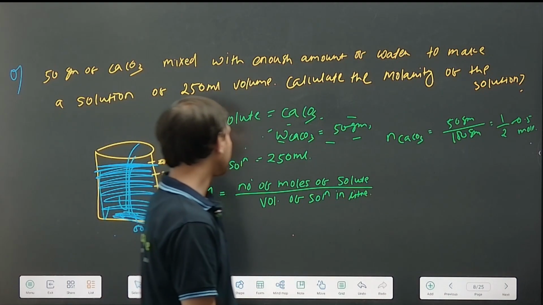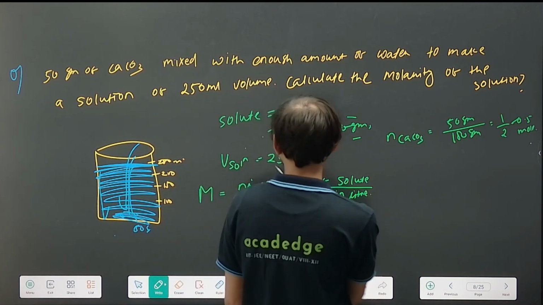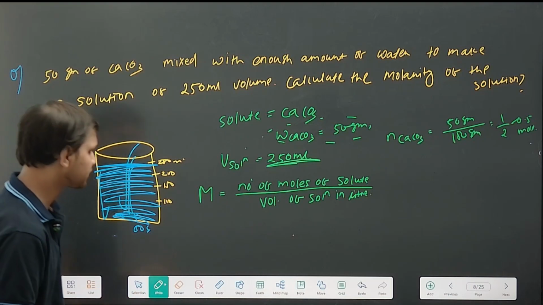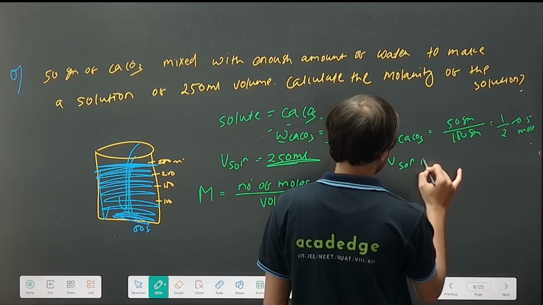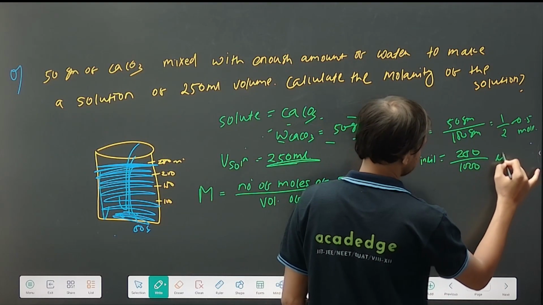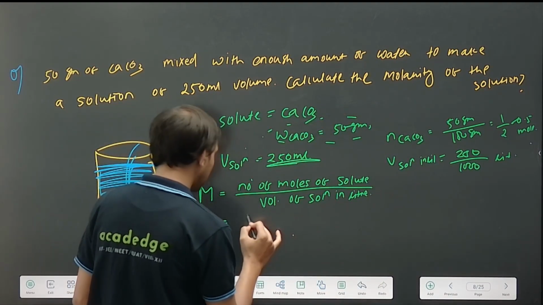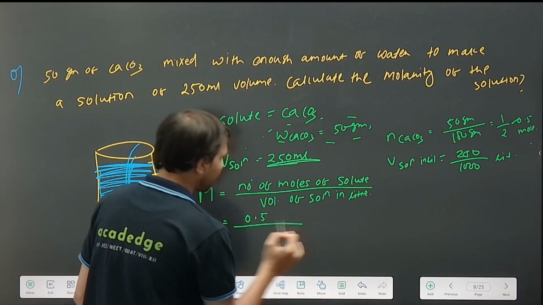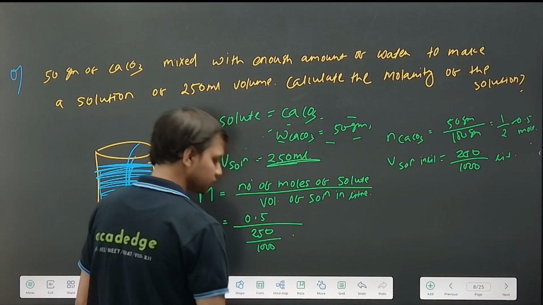Okay, so now I have to find the volume of solution in liter, right? The volume of solution is given to us as 250 ml, right? As we know that 1 liter is 1000 ml, so if I want to find the volume of solution in liter, I can write 250 by 1000 liter, isn't it? So let's put the value in the formula. I'm going to have 0.5 in the numerator as the number of moles, by the volume of solution in liter, which is coming out to be 250 by 1000. Okay, let us solve it.